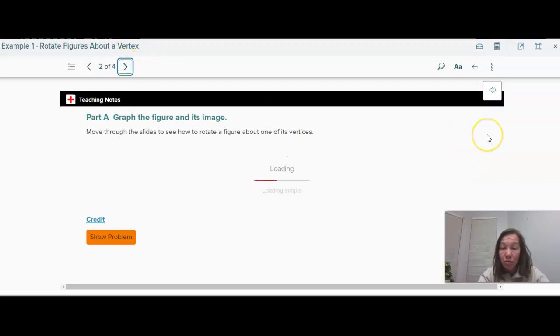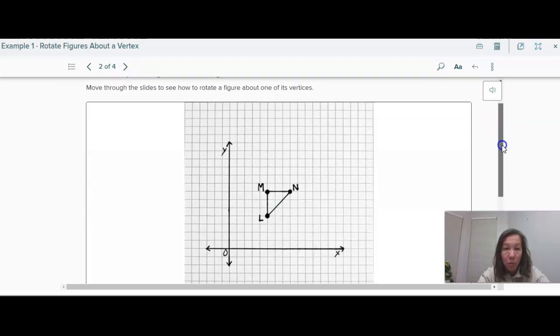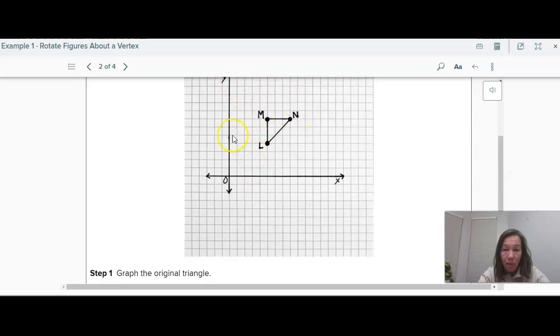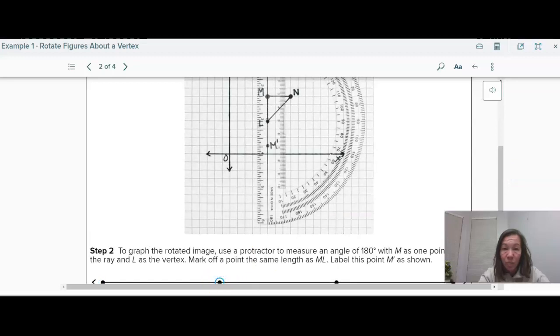Then here's what we're going to do. First of all, we have to graph the figure. So given the 3 points, let's put L, M, and N on the graph. Okay, so we're going to graph the original triangle. Then our next step is we're not going to use a protractor. We're just going to kind of eyeball 180 degrees.